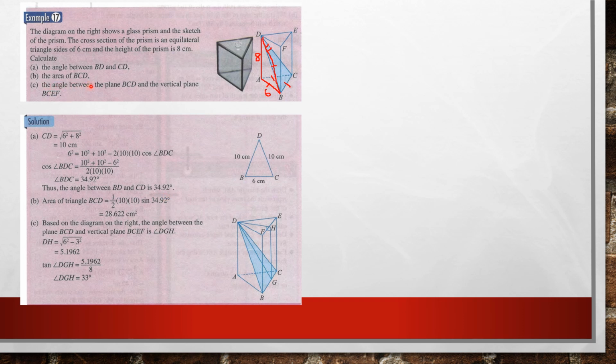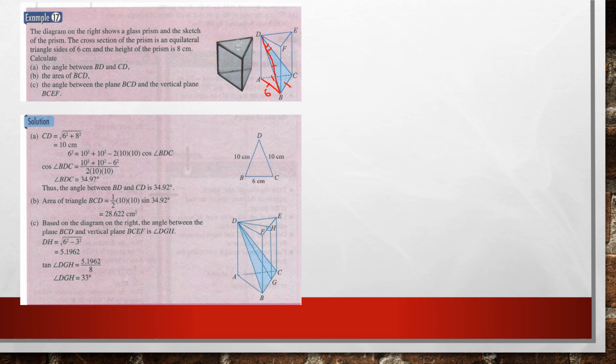Next, we want to calculate the area of BCD. You can use either Heron's formula, since you know all the sides, or you can use the area of a triangle formula, that is half ab sine C. So half times 10 times 10 sine 34.92, the angle that you found in part A. So you get 28.622.